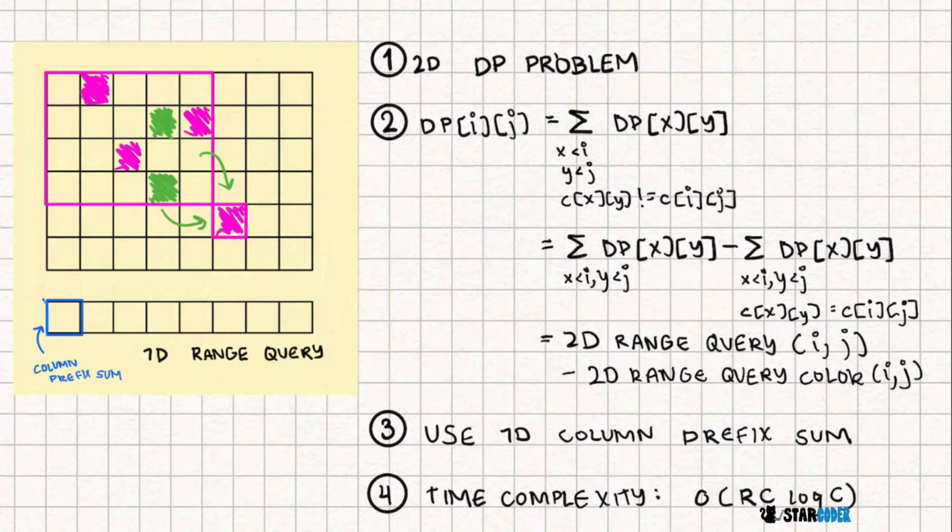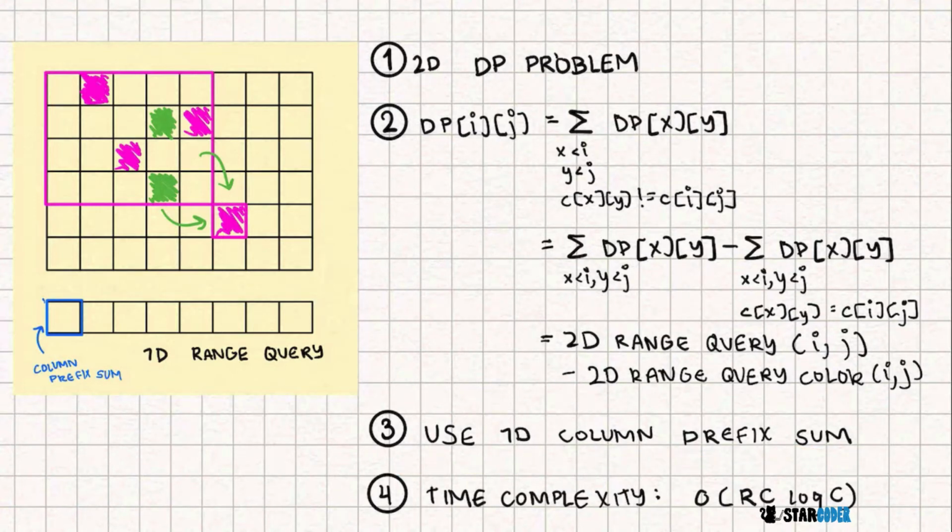So to find the sum of all of the values that have a different color, it'll just be the sum of the total DPs minus the sum of the individual color DPs. The other thing we can notice is a 2D range query is going to be too expensive. And to optimize this, we can use a one-dimensional column prefix sum.